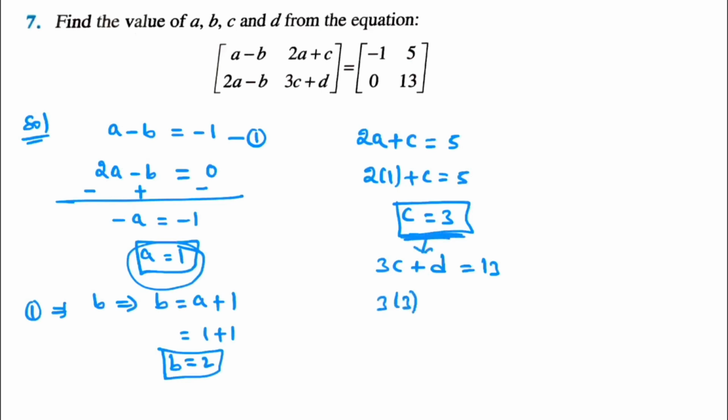3 into 3 plus D equal to 13. D equal to 13 minus 9. 13 minus 9 is what? 4. So you got 4 values A, B, C, D. I hope you are understanding. Just another 3 small bits are there. We can finish it quickly from now onwards.